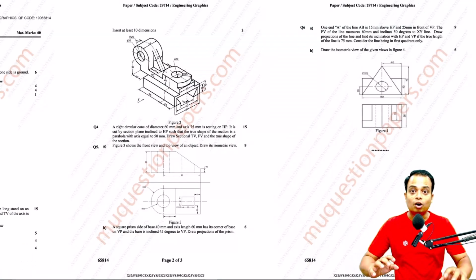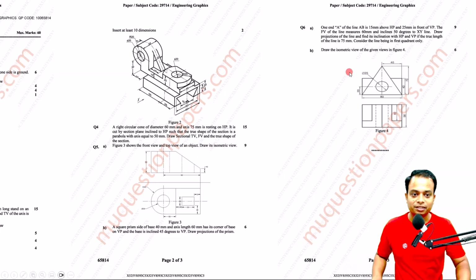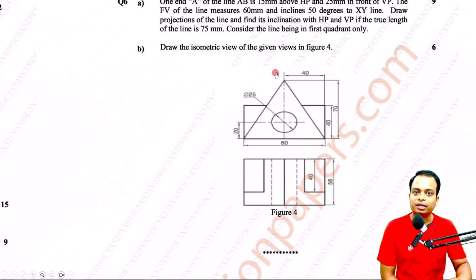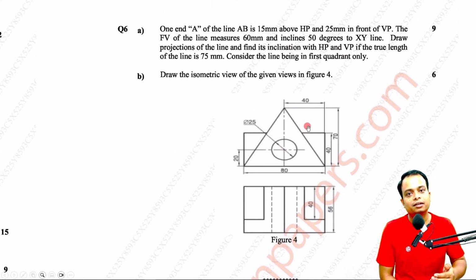Finally, on to the final problem. Question number 6 and part B. This is based on an isometric drawing. You have been given two views, front and top view. Based on this, you need to create the isometric view. Very simple, and this is for 6 marks. Can be done very easily.